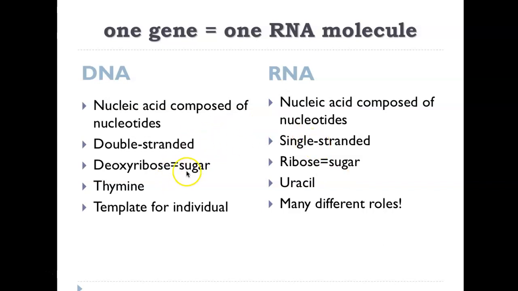DNA has deoxyribose as the sugar, RNA has ribose. DNA has thymine instead of uracil. So if you see a T, it is only DNA. If you see a U, it is only RNA. DNA cannot have U, RNA cannot have T. That means rRNA, mRNA, tRNA, microRNA, none of them will have T's. They'll only have U's. That's it for that.